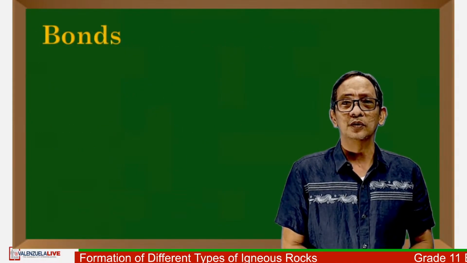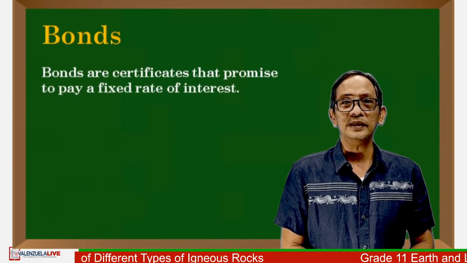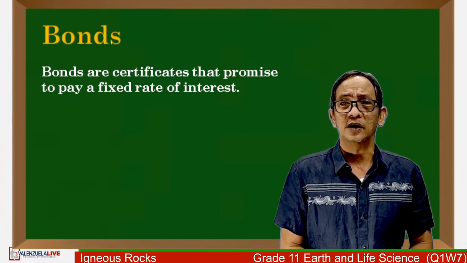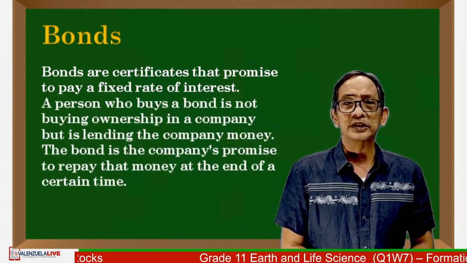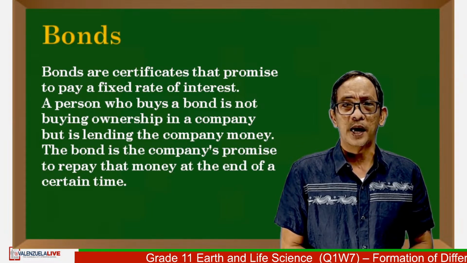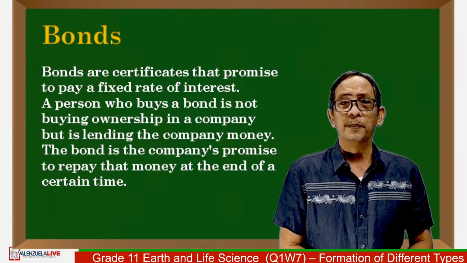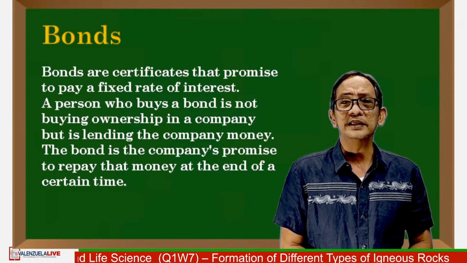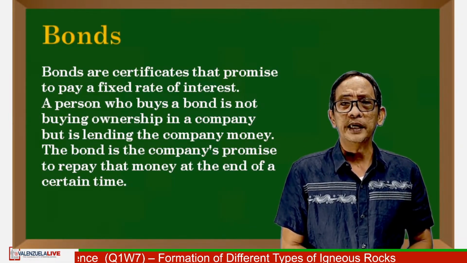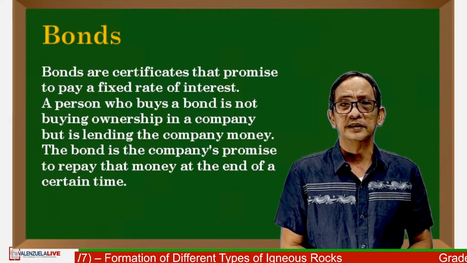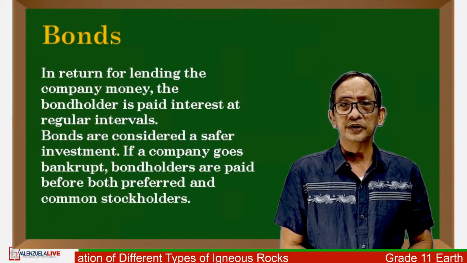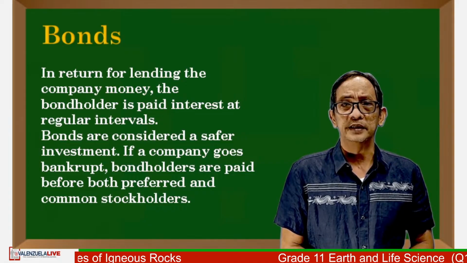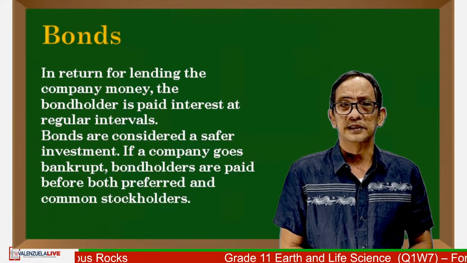Let's go now to bonds. Bonds are certificates that promise to pay a fixed rate of interest. A person who buys a bond is not buying ownership in a company, but is lending the company money. The bond is the company's promise to repay that money at the end of a certain time. In return for lending the company money, the bondholder is paid interest at regular intervals.